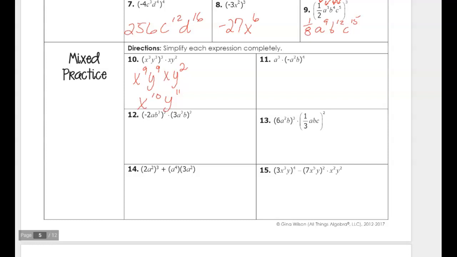Okay, on 11, since we're raising it to an even number, this negative will end up canceling out. So we have a cubed here, and we have a to the 8th because we have 2 times 4, and then b to the 4th. And then we go back and apply our previous rule from yesterday. That becomes a to the 11th, b to the 4th.